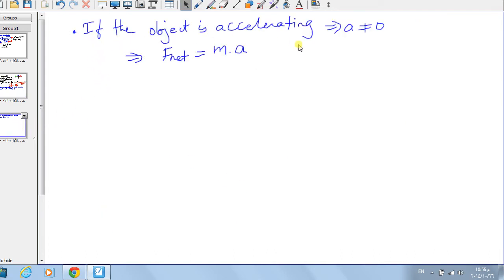But if the object is accelerating, then acceleration is not equal to 0. And in this case, F net is equal to m times a. Okay, so this is for the acceleration. Now F net, how can I find F net? As we said, F net is the sum of all forces.